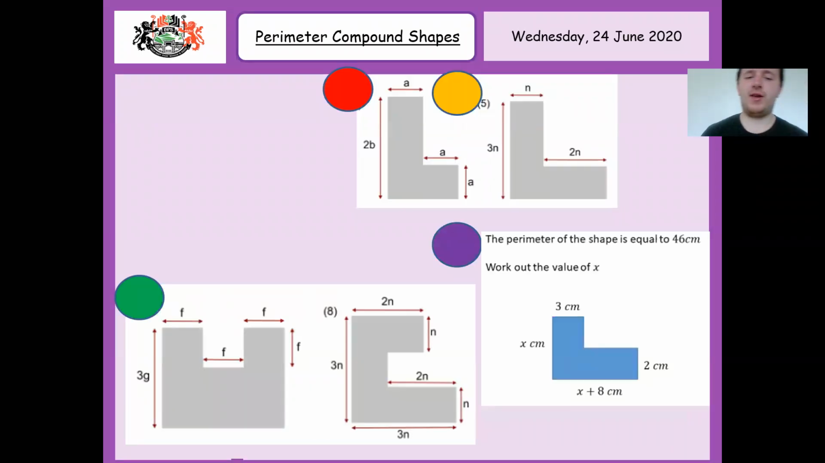Now here's your red, amber, green, purple. You're working out the perimeter of each shape in terms of algebra. For example, in red, it's in terms of a and b. In amber, it's in terms of n. In green, it's in terms of f and g. And in purple, it says work out the value of x and it tells you the compound perimeter. That is a really difficult question to work out.